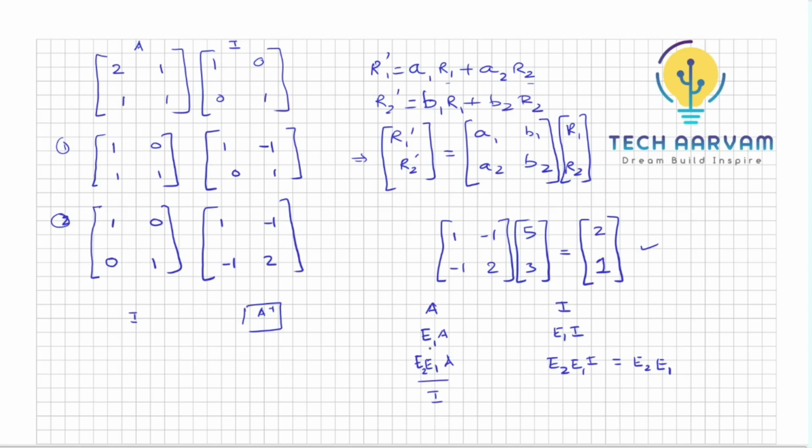And if we look at the form of E2 E1 A, we know that A inverse A equals identity. We already have identity here. We have a term here. So the remaining terms that we see here, that is E2 E1, must be A inverse, and that's exactly what we see on the right side. So that is why this process actually works.